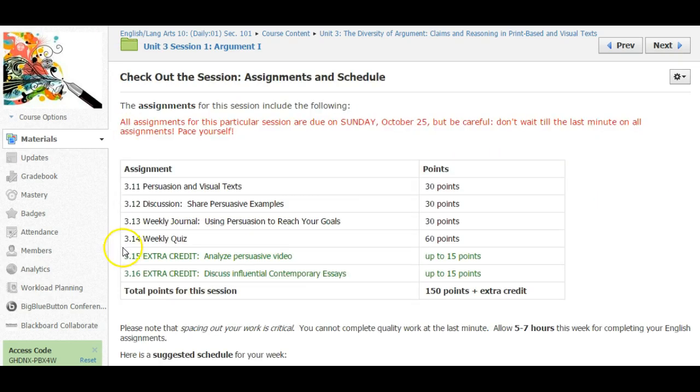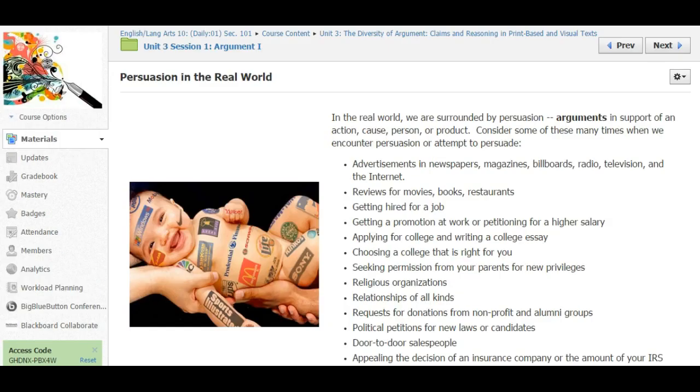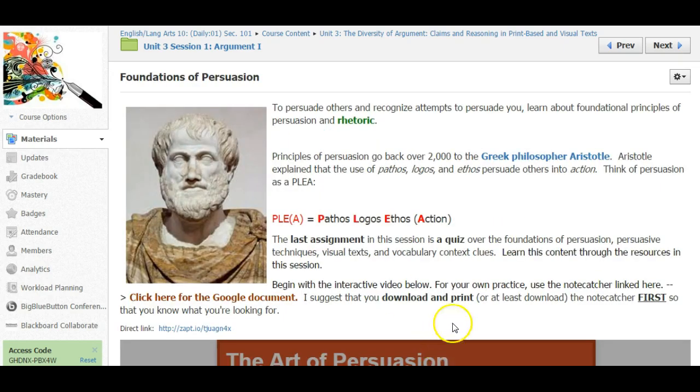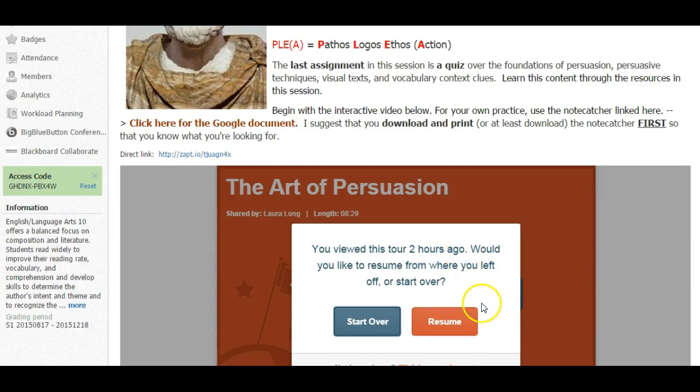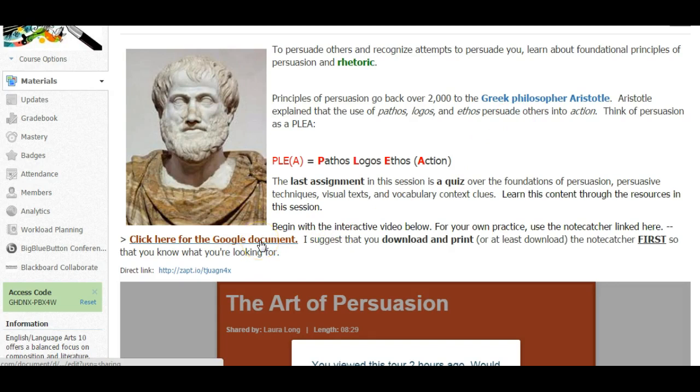Now in this session, we're looking at 4 required assignments and 2 extra credit opportunities. This won't be quite as intense as previous weeks. I tried to pare it down and threw a lot more into this quiz than had previously been there. But we're looking at these 4 assignments and extra credit. In the first opportunity, I want you to first get an understanding of what persuasion is. And you can do that by reading through some of these slides that look at persuasion in the real world, the foundations of persuasion through an interactive video. And you're welcome to take notes on that through a note catcher that is here.